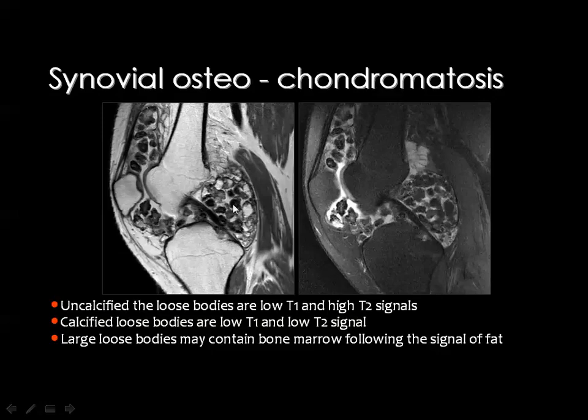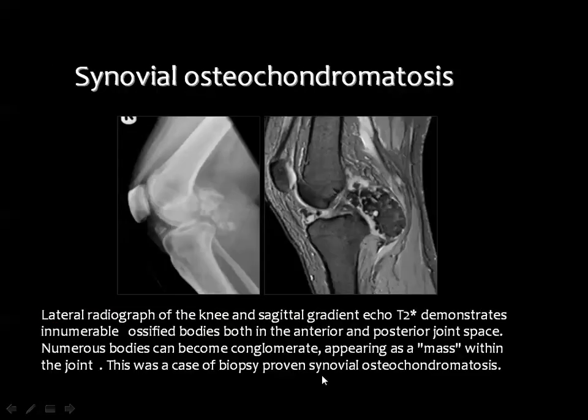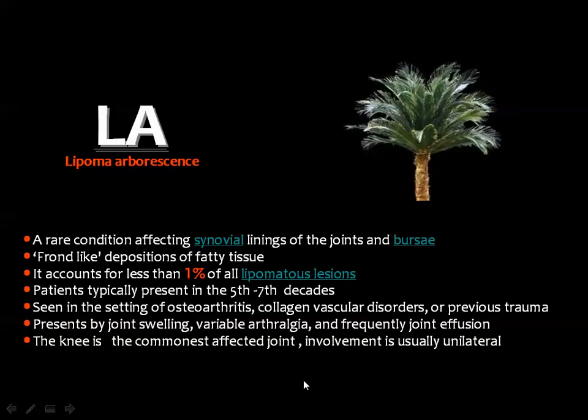The lesions, if they are calcified, appear black in all pulse sequences, and some larger lesions may contain bone marrow, so they will appear similar to the bone marrow signal in the different pulse sequences. And this is the plain film showing multiple loose bodies in the back of the knee as well as anteriorly. And in the MRI, you can see the loose bodies of black signal.